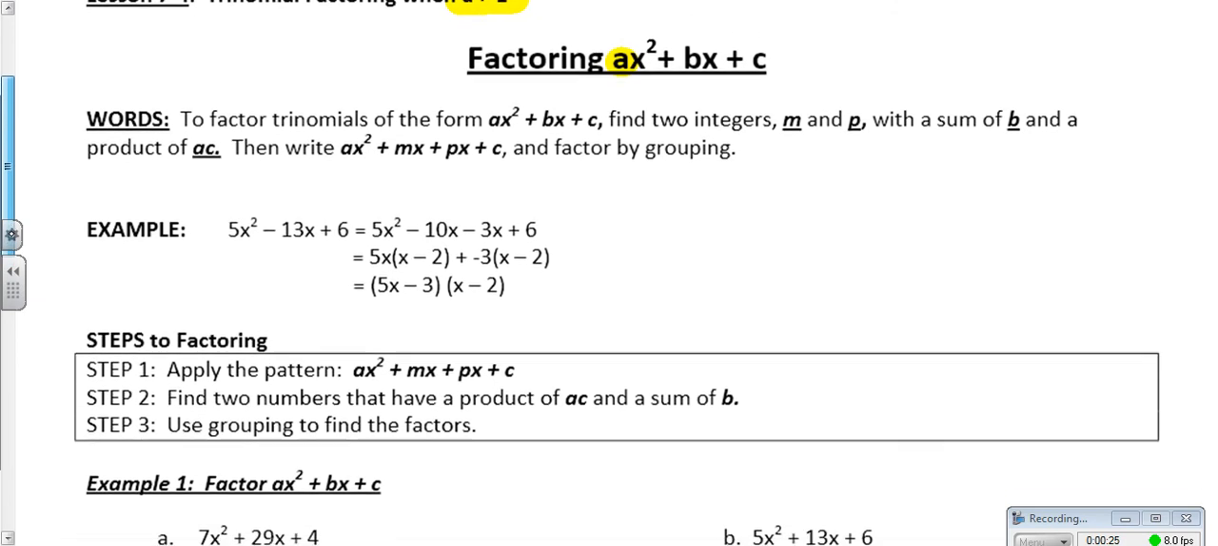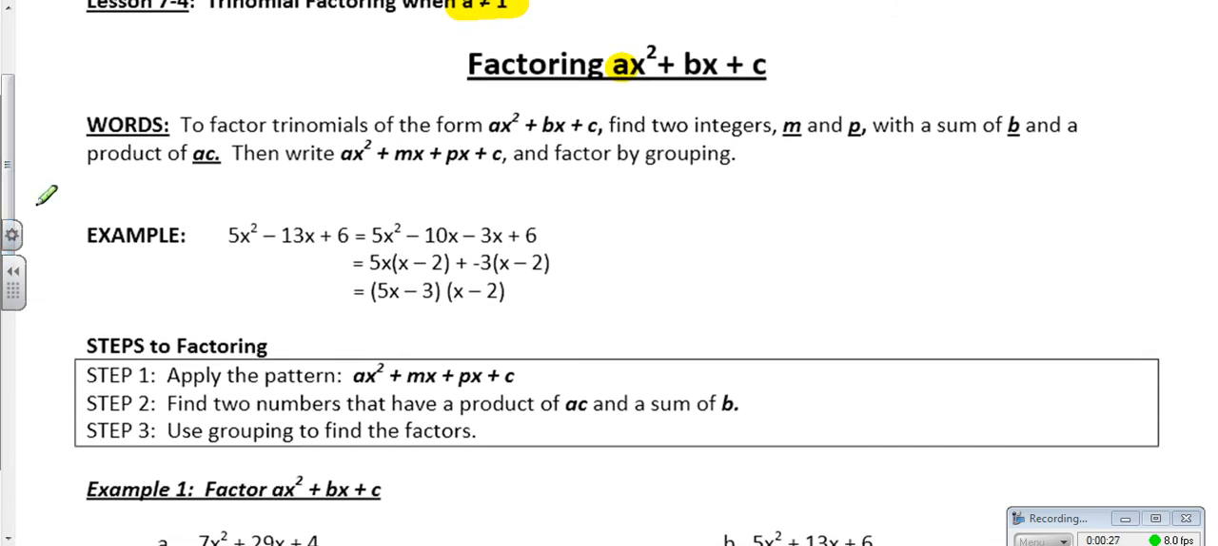So what we're going to do is take what we just got done with in 7.3 and throw it together with what we did by factoring by grouping in 7.2. Factoring by grouping is important because our trinomial is going to become a 4-term polynomial, which we would factor by grouping. So we're going to put the two worlds together.